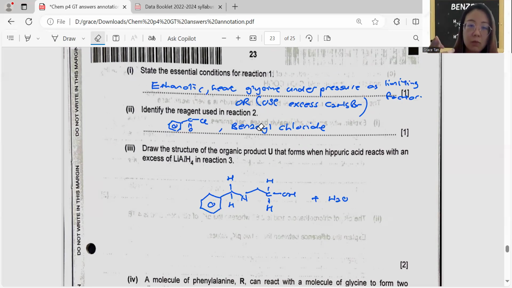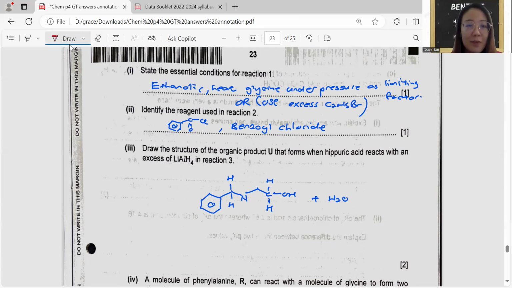So I continue by writing heat glycine under pressure, because normally you all use ammonia. It's called heat ammonia under pressure, so I just change it to heat glycine under pressure. That is a condition. And I add on glycine as a limiting factor, or the other way, you use excess bromoethane. I'm pretty sure the answer is inside here, but how do they want to award the 1 mark? Nobody knows. If they only award it to ethanolic, then good for you.